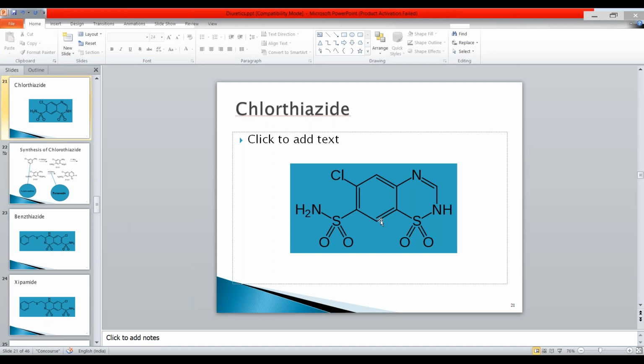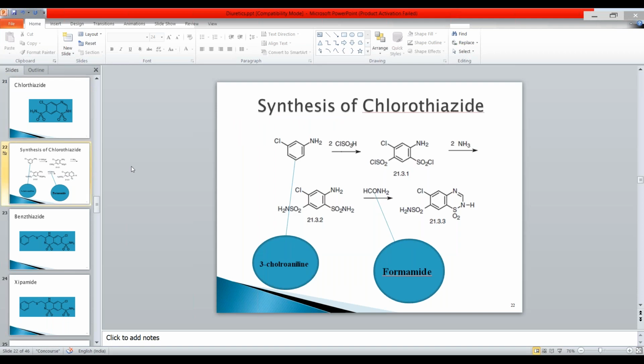Okay, so we have now finished SAR. We'll move on to the mechanism of action of these thiazide and thiazide-like diuretics. Now, if you recollect that in the site 2, where there is reabsorption of sodium taking place, along with sodium, one atom of chloride is also reabsorbed, and along with that, one atom of potassium and two atoms of chloride.